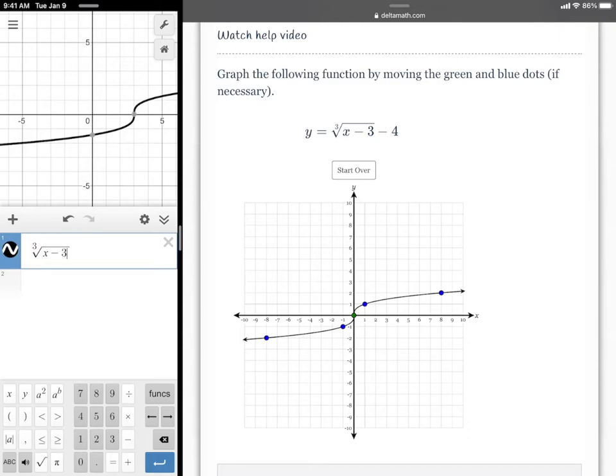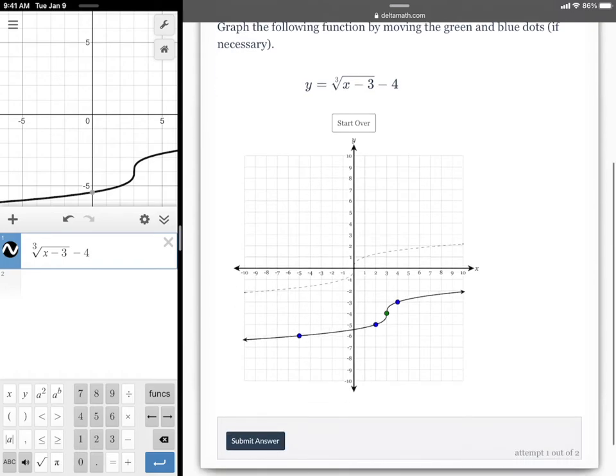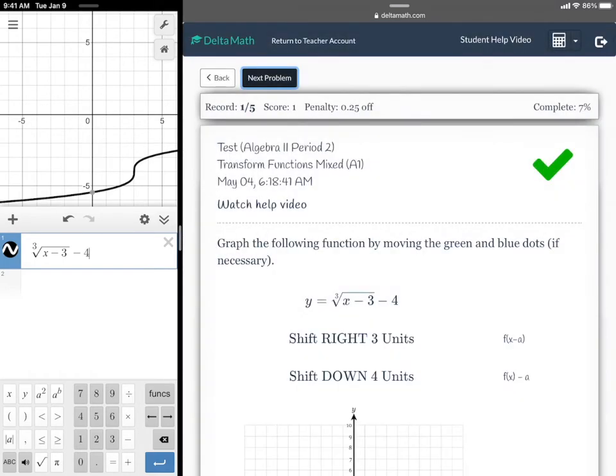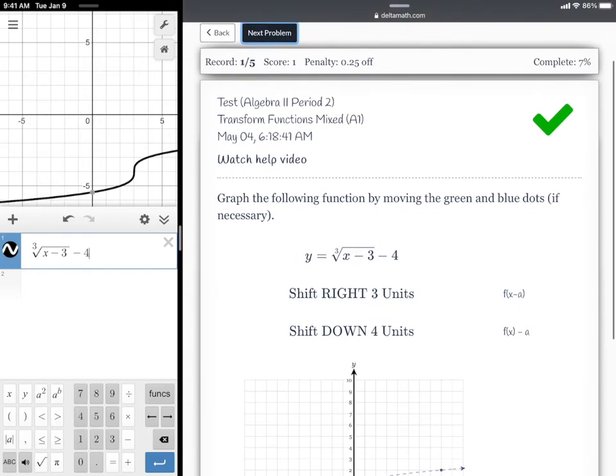But what we want to do is change this function by doing -3 on the inside of the radical, and so clearly that moves us right 3. So I'm going to move my function right 3 using that green center dot, and then we're going to do -4. Okay, so we must have moved right 3 and down 4. Let's go ahead and submit the answer there. And so again, if you just know your transformations cold, don't feel like you have to do this, but it's something that's there to help you if you need it.